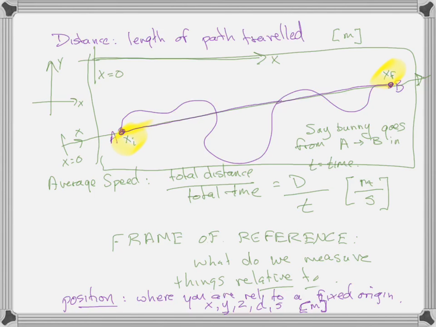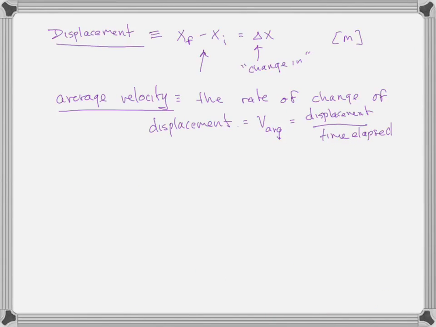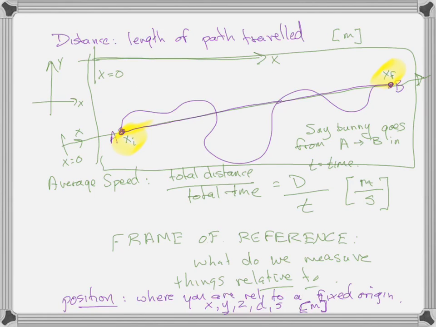Total time is what I called it before. So let's just say that the bunny starts at some t initial and finishes at some t final, right? Starts at some position x initial at some time t initial. It starts at noon and it gets to x final, the final position, at 5 past noon, right? So the time elapsed is 5 minutes, right? TF minus TI is 5 minutes.